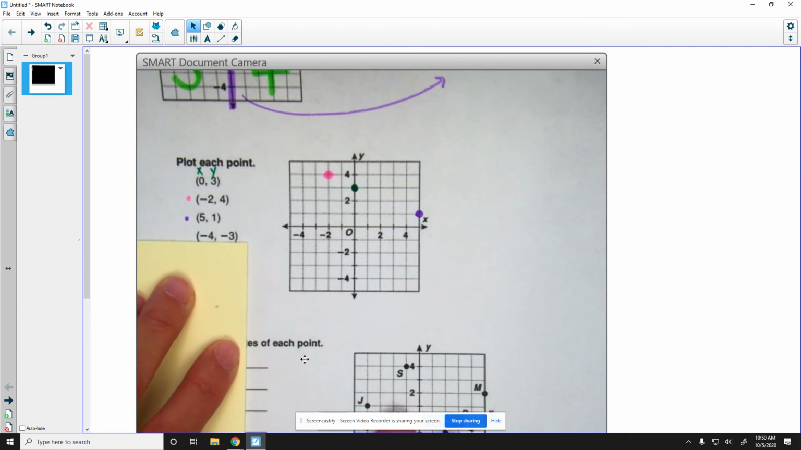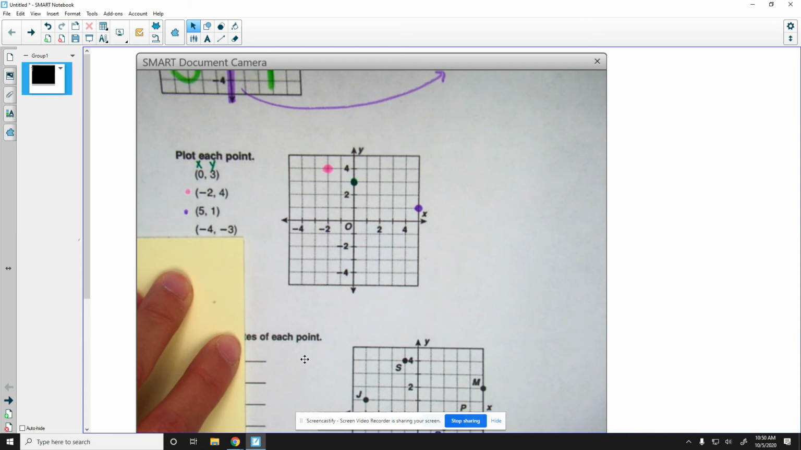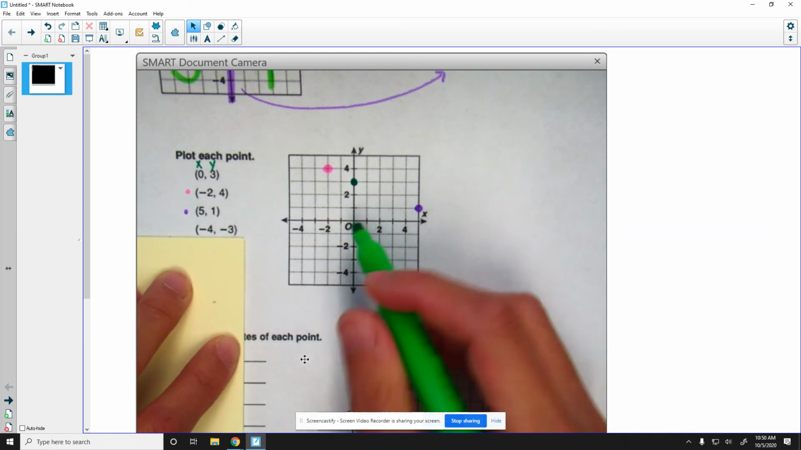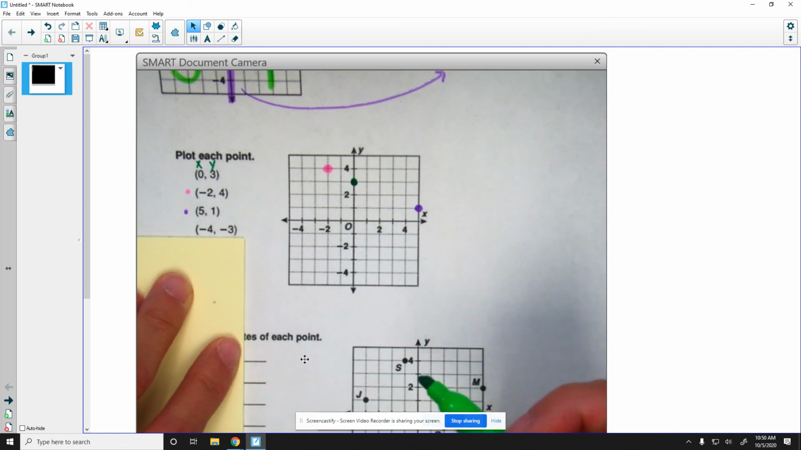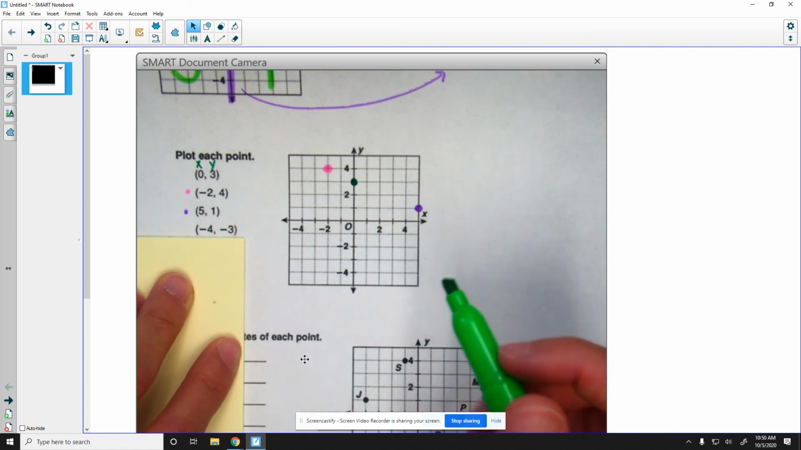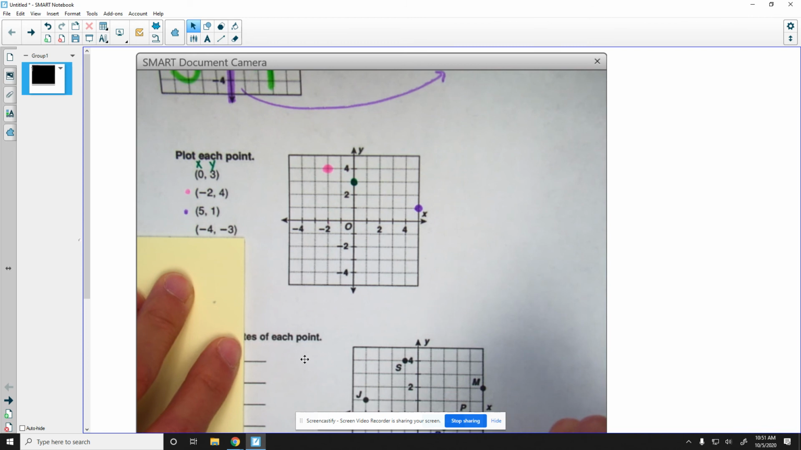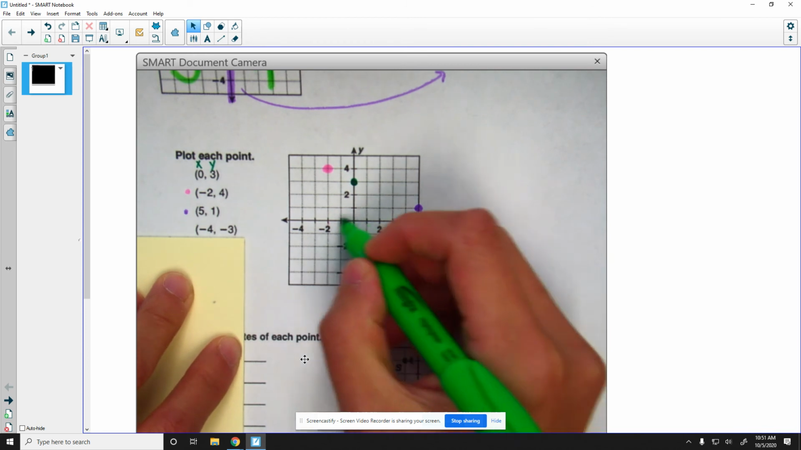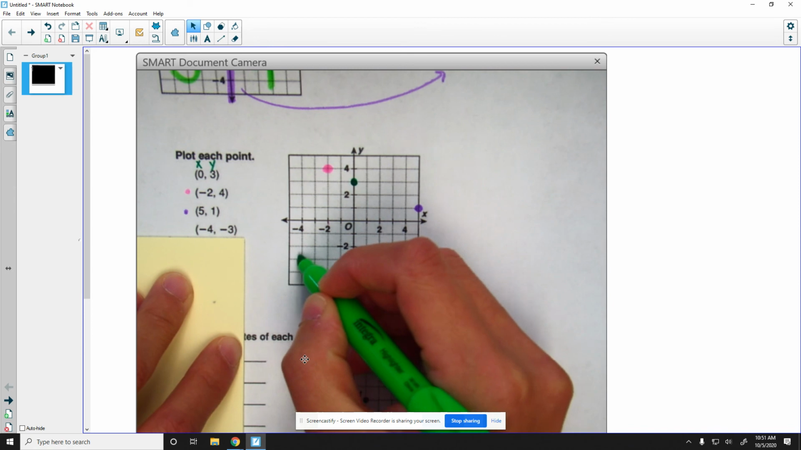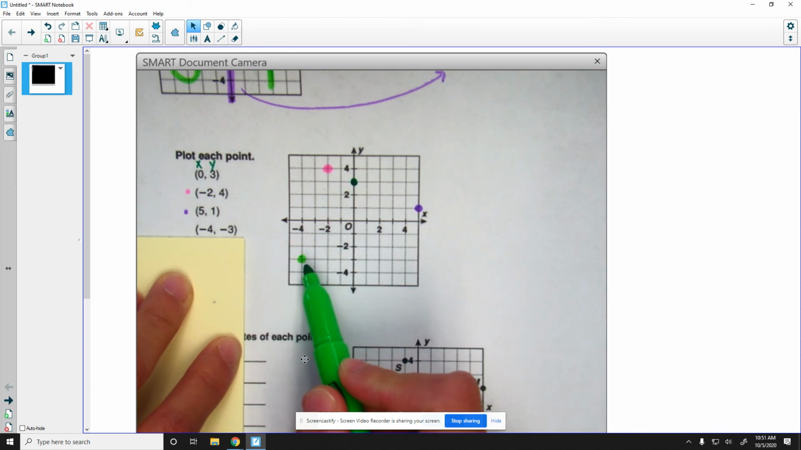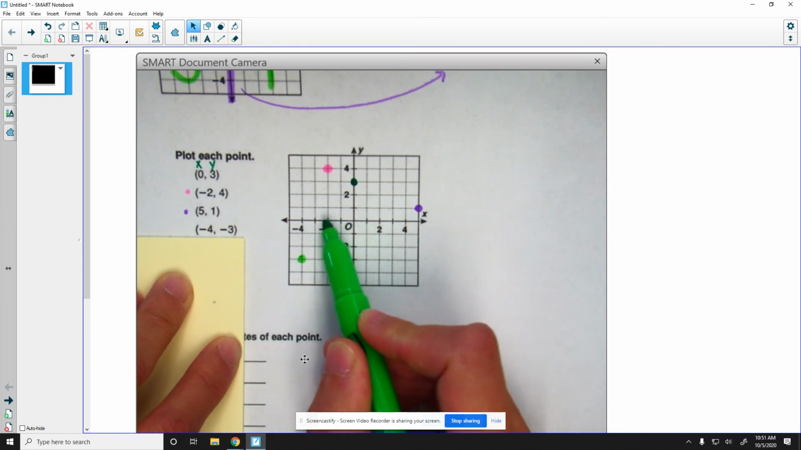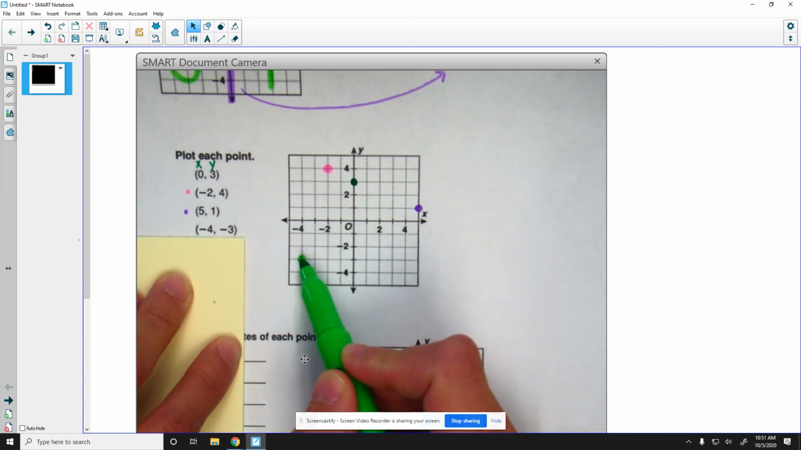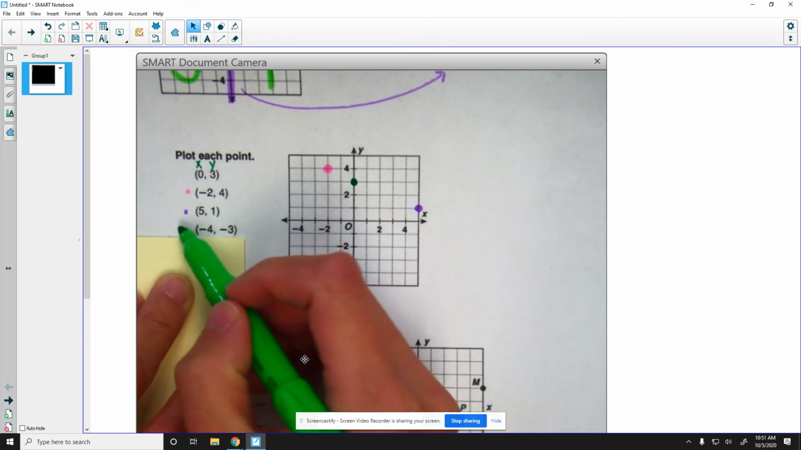Okay, next one, you try this: -4, -3. Start from the center. You go right, left, and then you go up, down. You should have put a dot right here, hopefully. So look at the board, make sure that yours matches up with mine. So I start from the center, I go left -4, down to the -3, and then that's my dot.